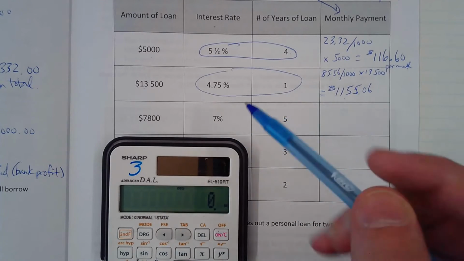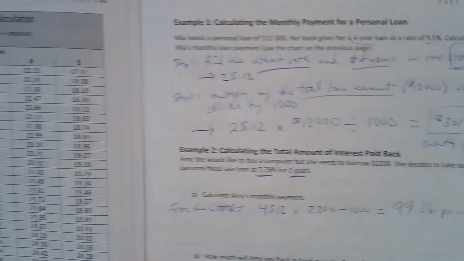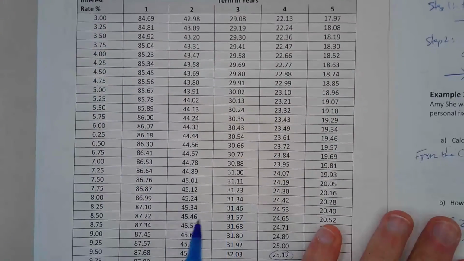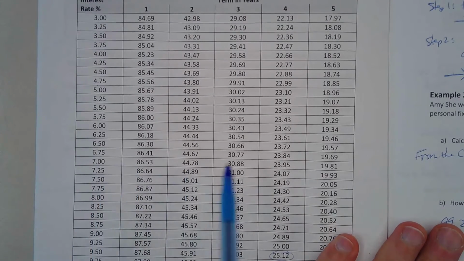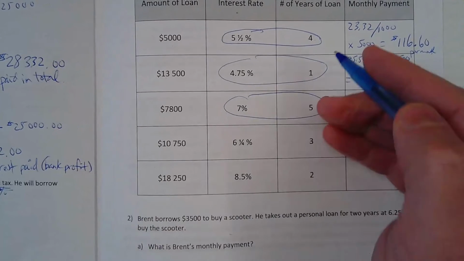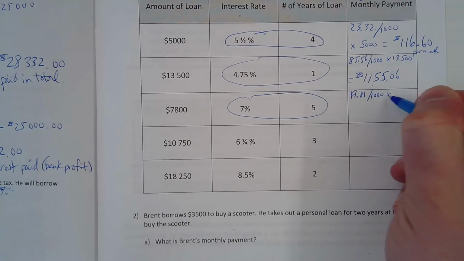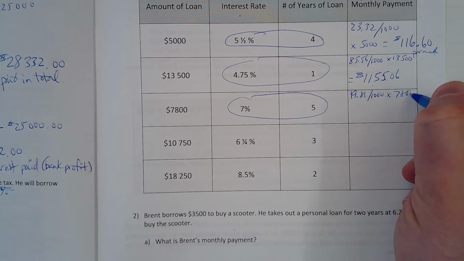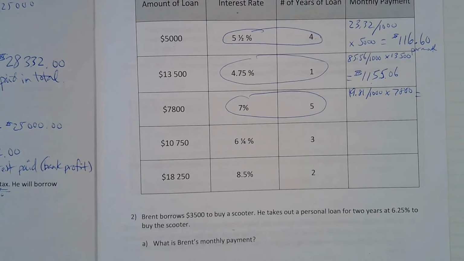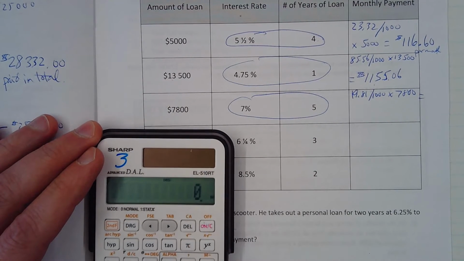So this one, the numbers we're looking for are 7% and 5 years. 7%, 5 years. So that's $19.81. So we'll go put that in there. Per thousand times the loan amount of $7,800.